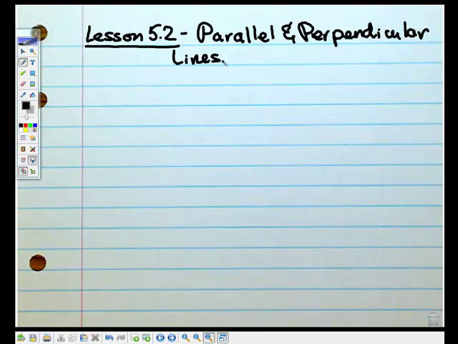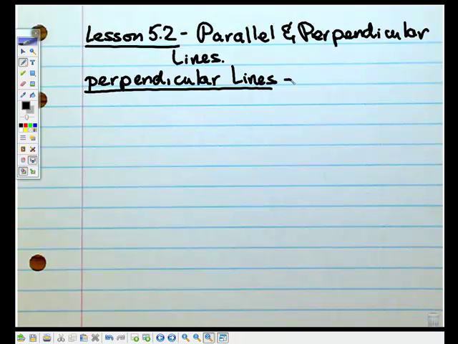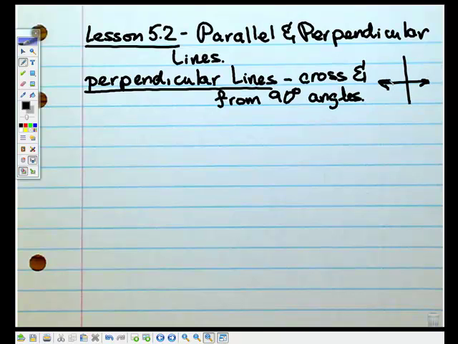I need to define for you what perpendicular and parallel lines are. I'm going to do perpendicular first. Perpendicular lines are lines that cross and form 90-degree angles. An example would be here's a line, those lines are crossing, there's where they intersect, and they form a 90-degree angle, and actually they form four 90-degree angles.